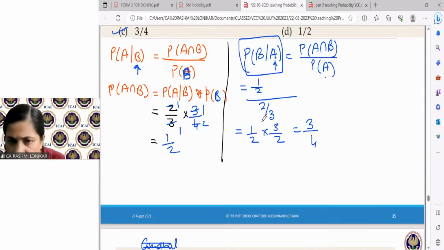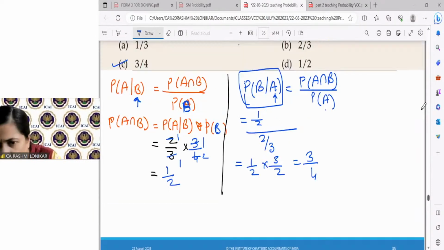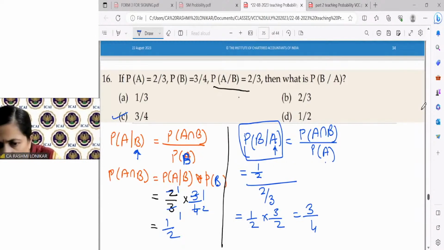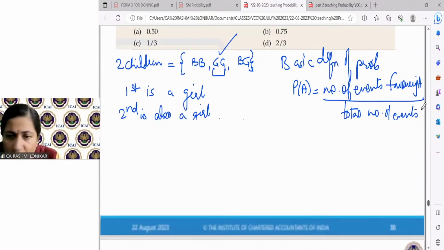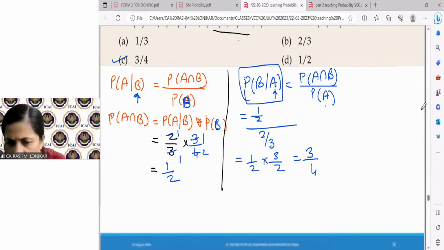Nishi, in the 18th, there is nothing much. What is given is, this is a conditional probability formula. You should know your formula, only then can that help you. Okay, let me see.